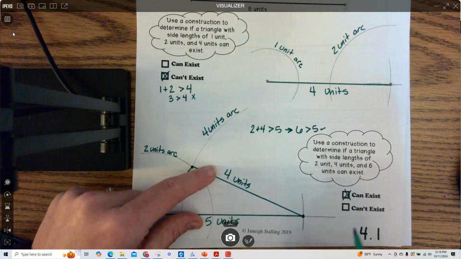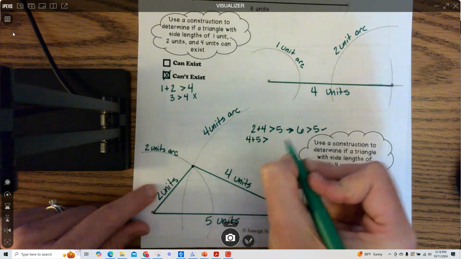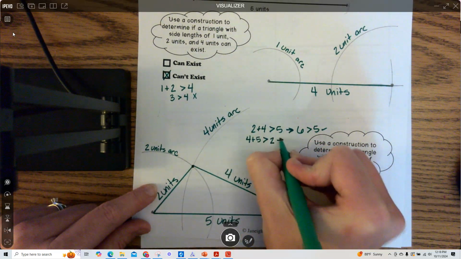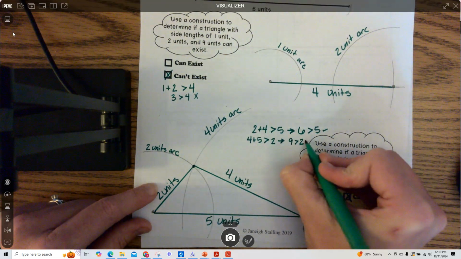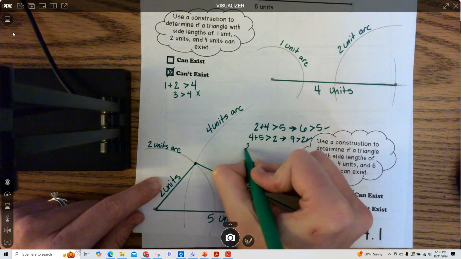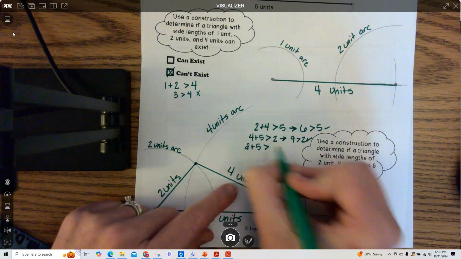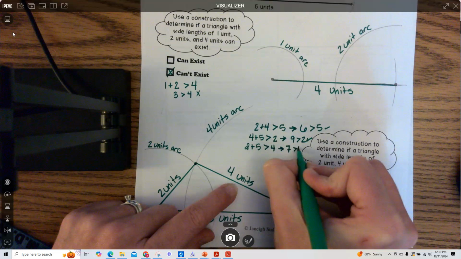Take two different sides. So now I'm going to do 4 and 5. So 4 plus 5 has to be greater than 2. 4 plus 5 is 9. Is 9 greater than 2? Yes. And then check the last pair. So 2 and 5? 2 plus 5 has to be greater than 4. 2 plus 5 is 7. Is 7 greater than 4? Yes.